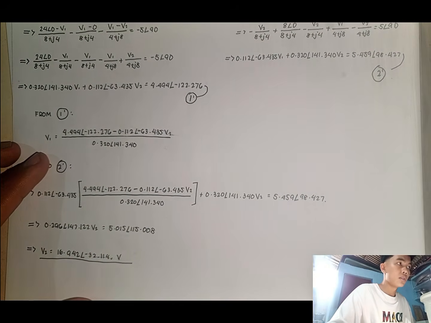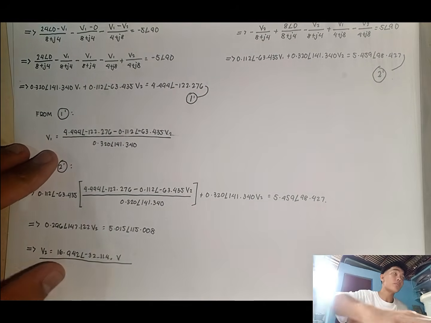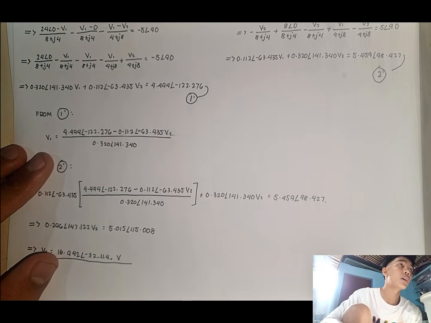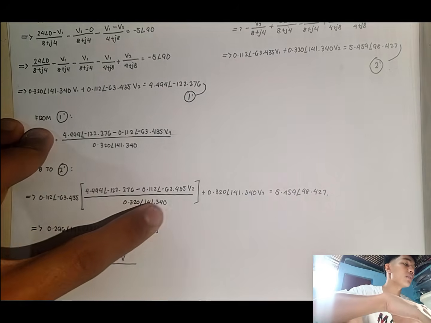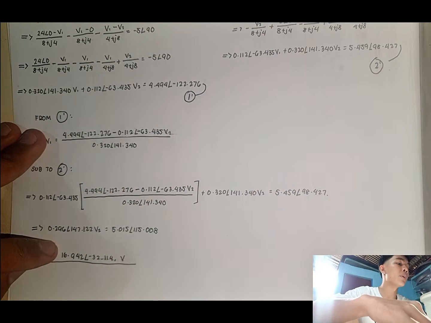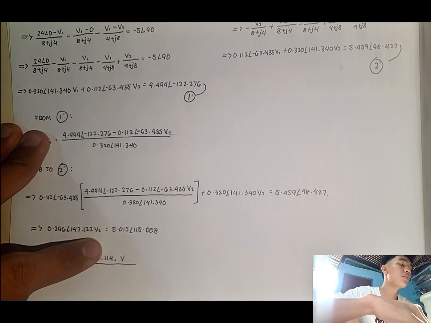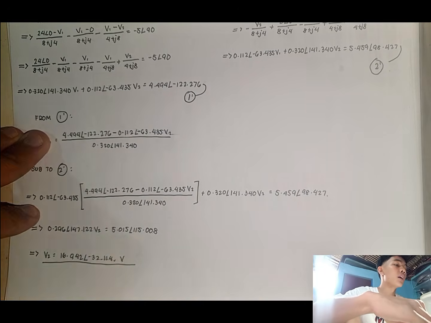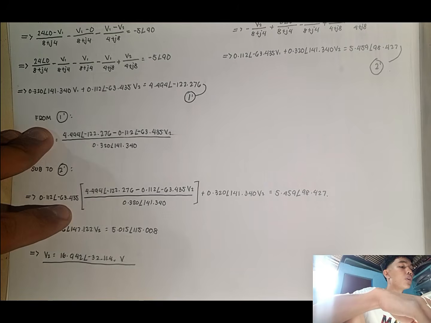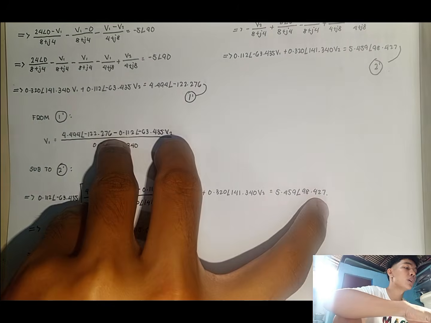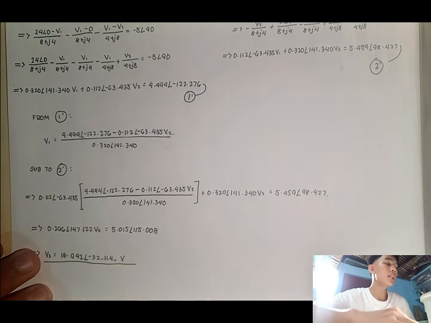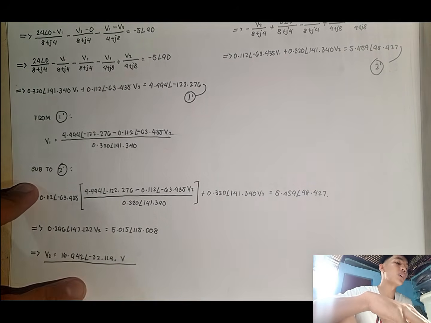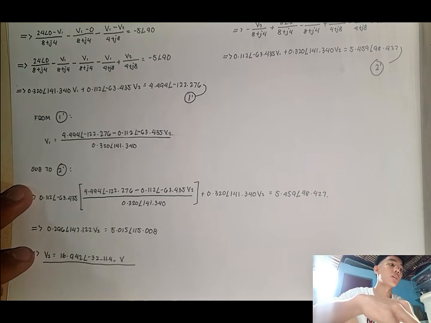Further simplifying, we combine similar terms. Combining the terms of V sub 2, we obtain 0.296 angle of 147.122 V sub 2, and the constant on the other side. There is also a constant here, so we obtain that constant first, then transpose it to the other side. We obtain 5.015 angle of 115.008. And finally, we obtain the value of V sub 2 of 16.942 angle of negative 32.114 volts.